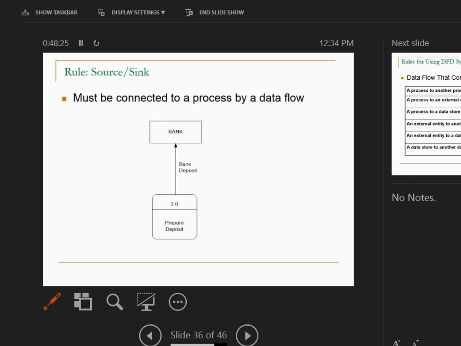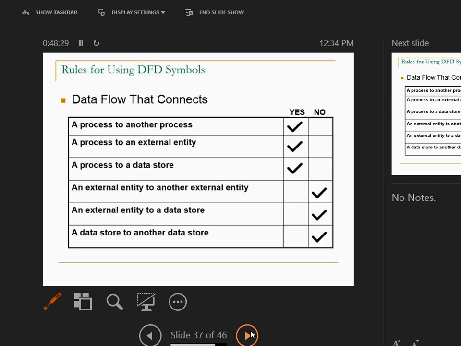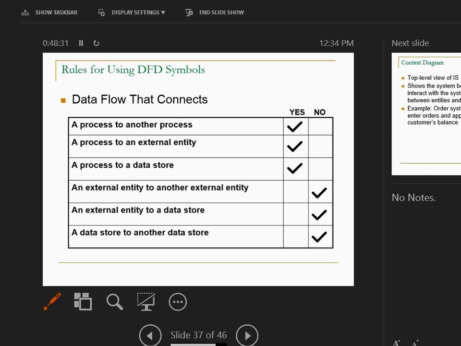The idea is if somebody gives out a credit card number, there ought to be a process, a whole lot of other things there. And so there are some rules. The data flow can connect a process to a process, a process to an external entity, a process to a data store. You can't have an external entity to external entity. If they're talking to each other, that's okay, but that's not part of what we're documenting. That's their business. We're going to concentrate on our business, so we don't document that.